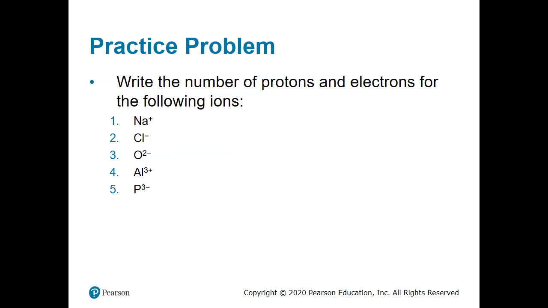So let's put this into action. What we want to do is write the number of protons and electrons for these ions. Now the proton part should be pretty easy, because after all, it doesn't change. We just need to go off of the identity. So for sodium, it's 11.